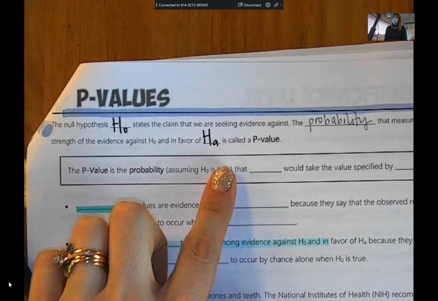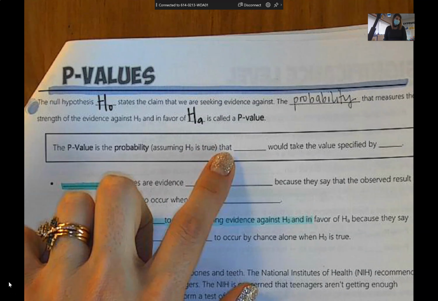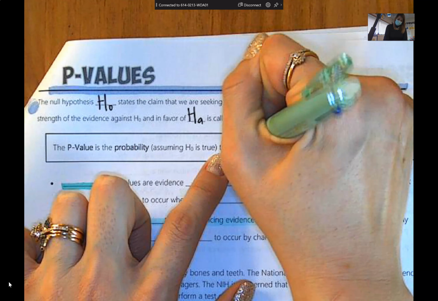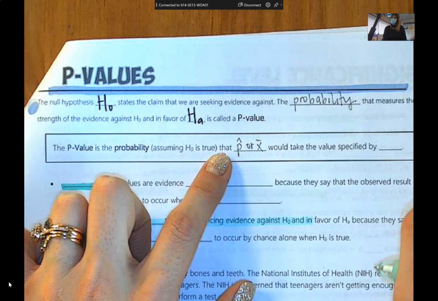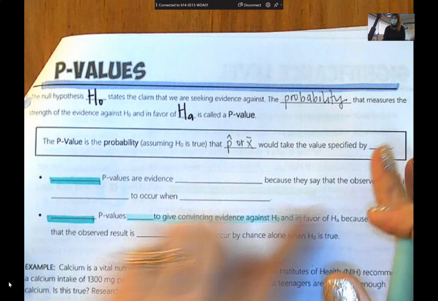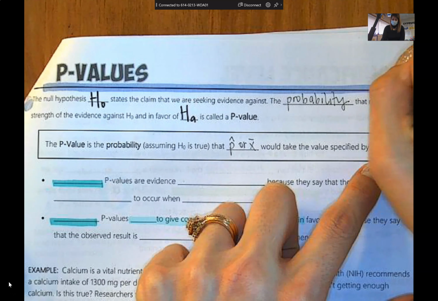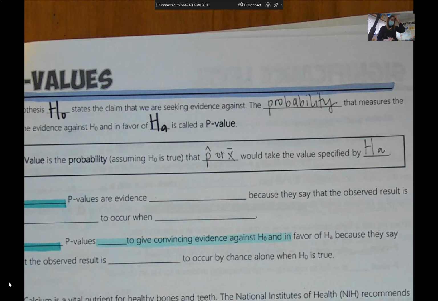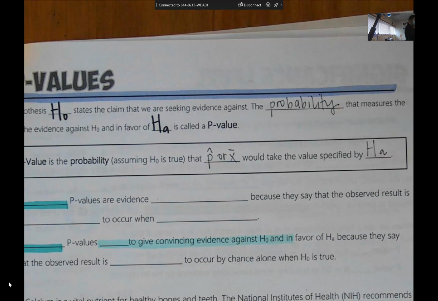A p-value is the probability, assuming that the null is true, that p hat or x bar would take the value specified by the alternative. That's just a fancy way of saying a p-value tells me the probability I would get the sample that I got if the null is true.